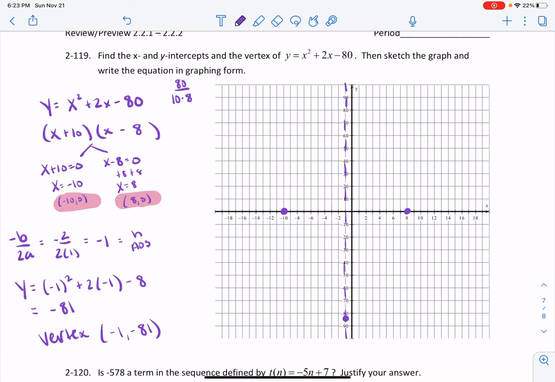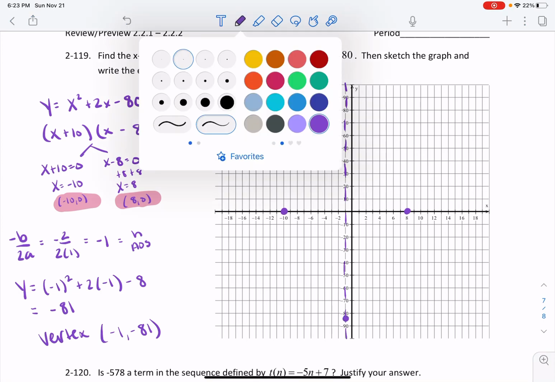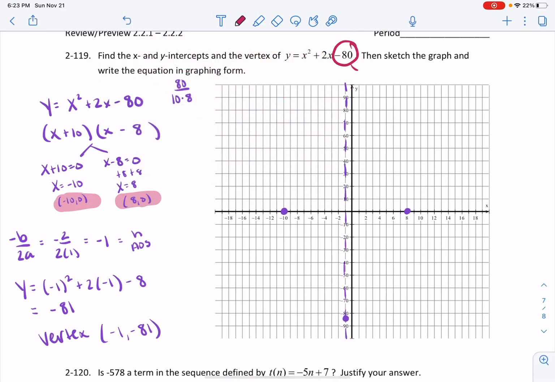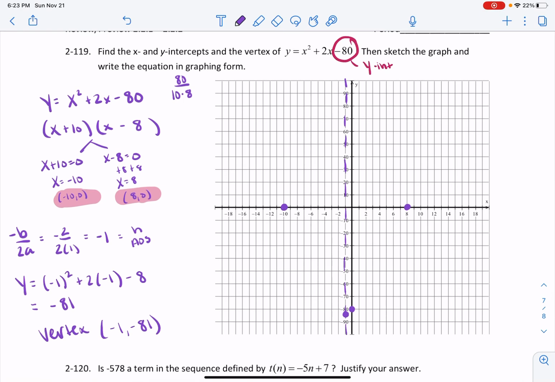Okay, and we did talk about the y-intercept. Y-intercept in standard form is always c. So we can go ahead and put a point at negative 80. Okay, so I think we have enough to go ahead and make a sketch. It's not a very good line. All right, I think that was all the pieces it asked for. Yeah, so we got it.